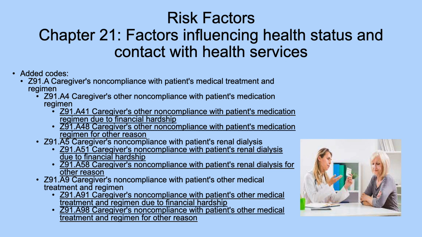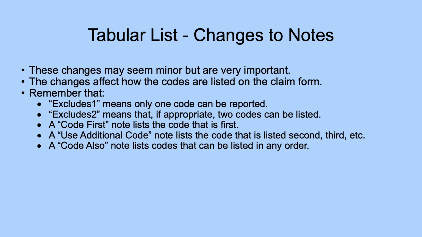The codes for caregivers' noncompliance with patients' medical or other treatment have been expanded. So look at Z91.84, noncompliance with patient's medication, whether it's due to financial hardship or for other reason. Noncompliance with patient's renal dialysis, financial or other, and patient's other medical treatment, financial or other. These make these codes consistent with the other codes in this subcategory, which already have this financial or other information. So it's kind of making everything consistent. So that's all for the codes for risk factors.